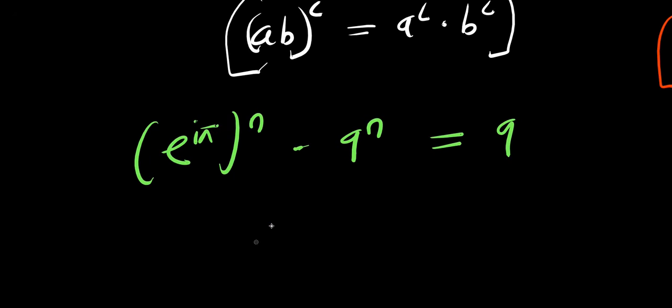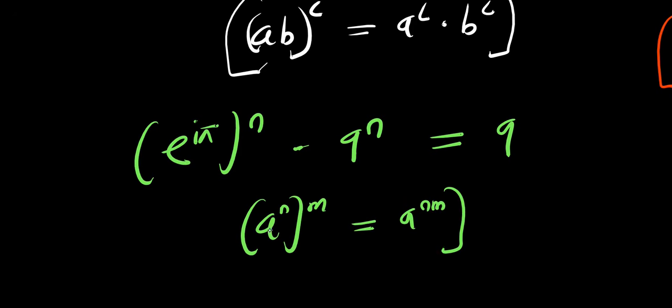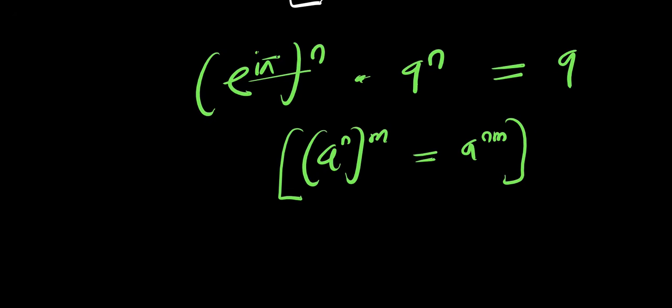So right now, if you consider a power n raised to the power of m, this equals a power n times m. So I need to multiply this exponent out. So what I'm going to have will be e power I times pi times n times 9 power n, and this equals 9.